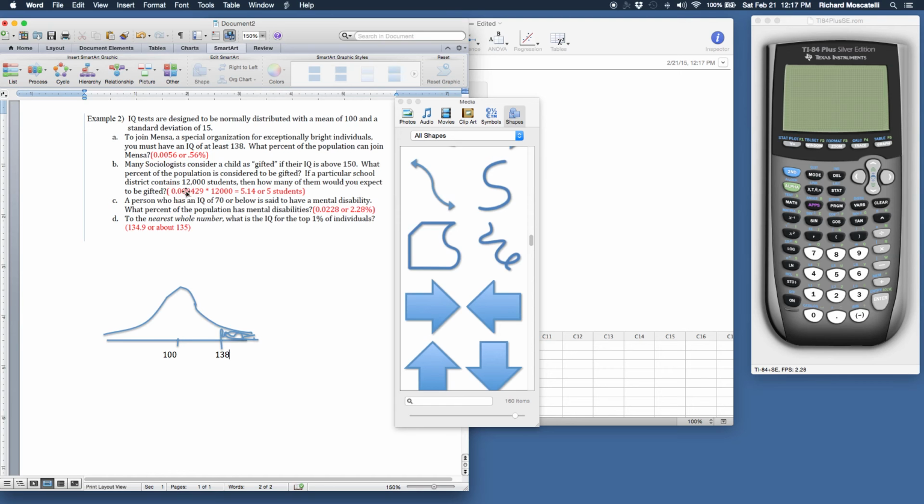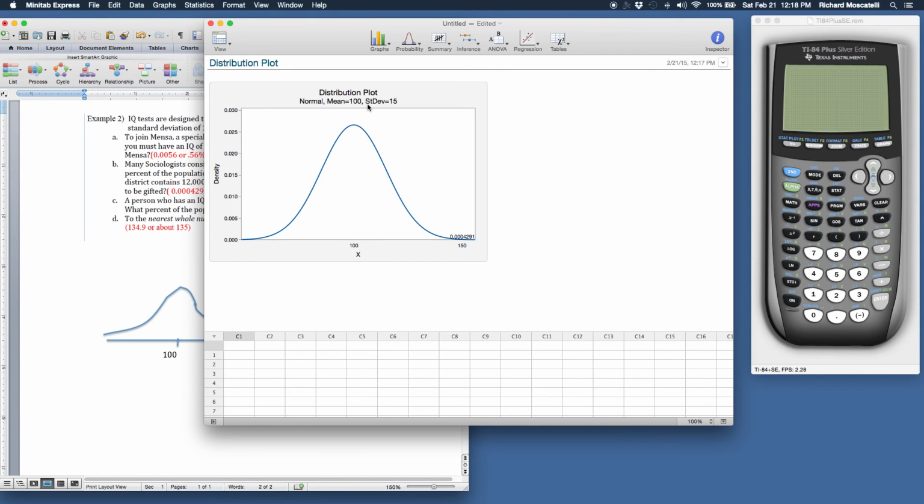All right, so you take that thing, move the decimal 2 spots to the right. If a particular school district has 12,000 students, then how many would you expect to be gifted? Well, this percent right here of the 12,000 students. So you multiply those two things together, you get about 5.14 or 5 students. Real straightforward way to work probabilities in Minitab.